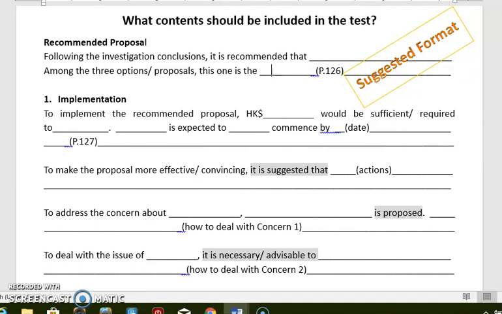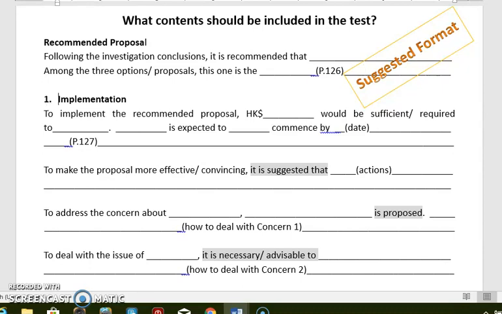And then the second part will be, among the 3 options, among the 3 proposals, this one is the most feasible, the most cost effective, etc. So you can take a look at page 126 of your textbook.